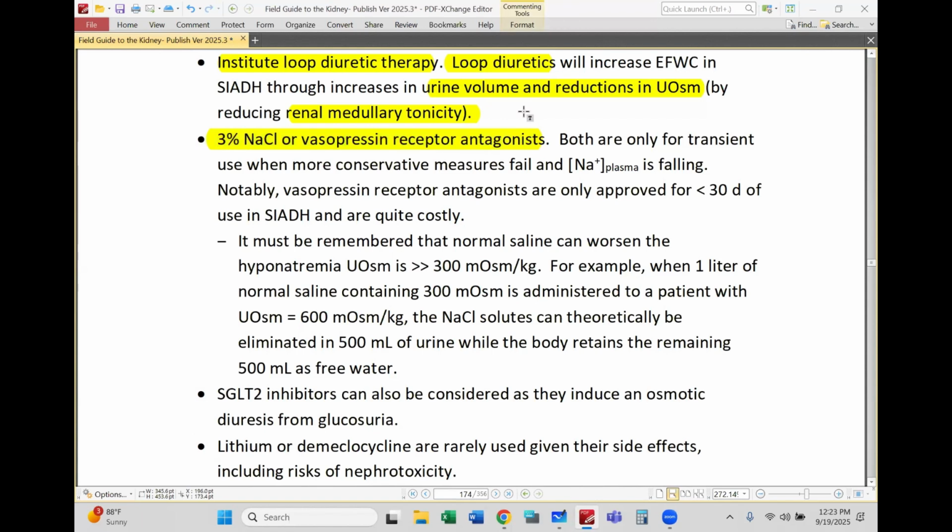3% saline or vasopressin antagonists are generally only for short-term use, okay? This is really a transient measure when conservative measures fail, when sodium is falling or patients are typically very symptomatic. Again, vasopressin antagonists are approved only for short-term use. Even if you tried to prescribe it after discharge, they're exceptionally expensive. They're not easy to get. And so I don't think they really have all that much usefulness. I personally have never prescribed vasopressin antagonists to treat a dysnatremia. With all the other tools I have, there's no reason to cross that bridge for me.